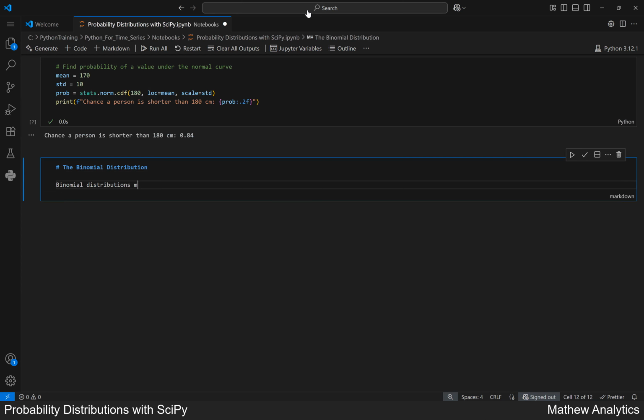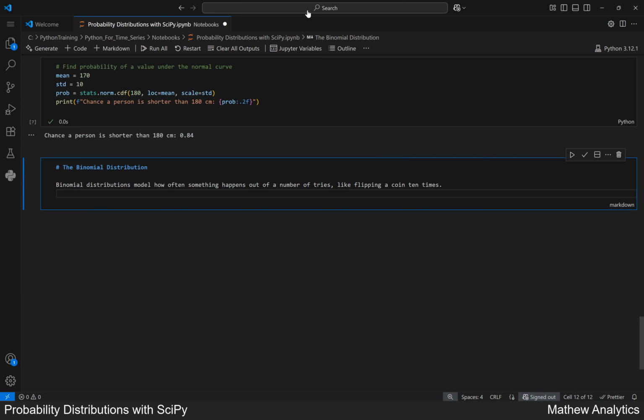Binomial distributions model how often something happens out of a number of tries, like flipping a coin 10 times.